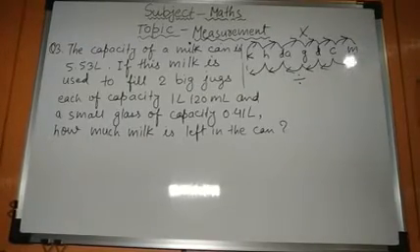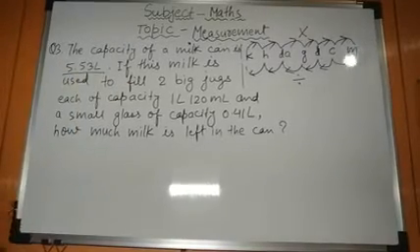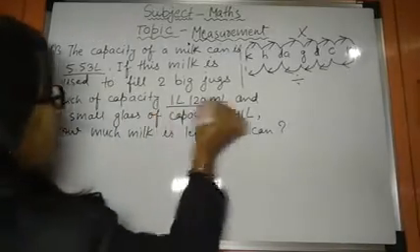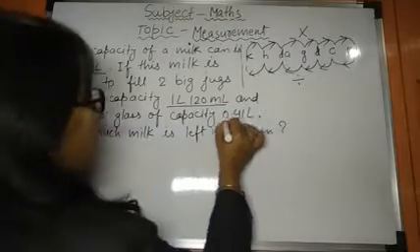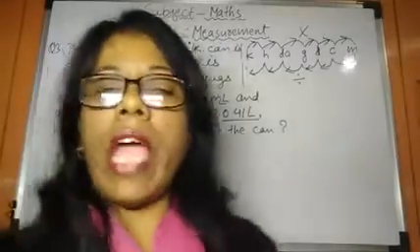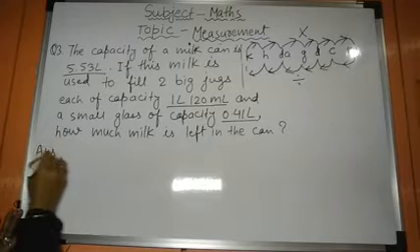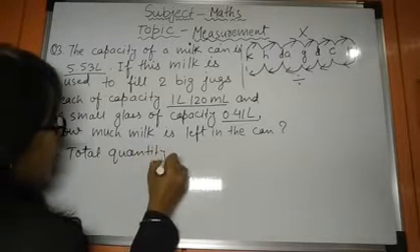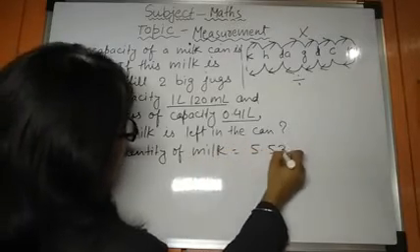The next question is, the capacity of a milk can is 5.53 liter. If this milk is used to fill 2 big jugs, each of capacity 1 liter 120 milliliter, and a small glass of capacity 0.41 liter, how much milk is left in the can? So first of all we have to find the total quantity of milk. So answer is total quantity of milk, that is 5.53 liter.